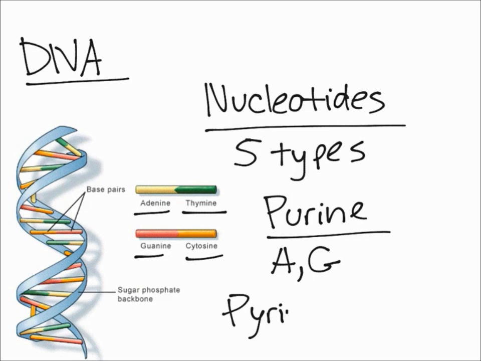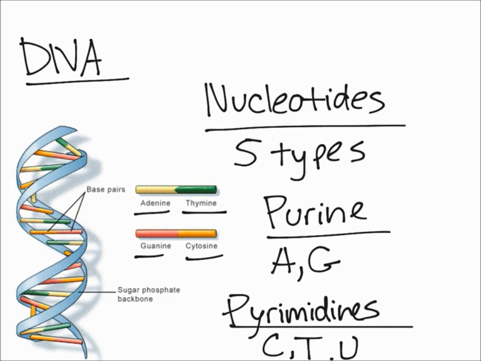Pyrimidines are the other type, and that's the rest. So it's cytosine as a C, and then thymine. And a good way to remember that is pyrimidines cut. And uracil is in here, but it's not in DNA, and it's only in RNA. So if you remember pyrimidines cut, then you'll remember what nucleotides are a pyrimidine.